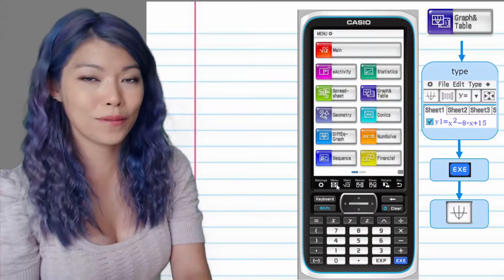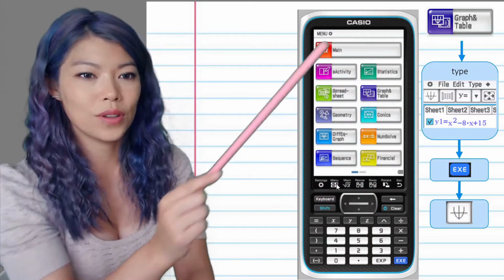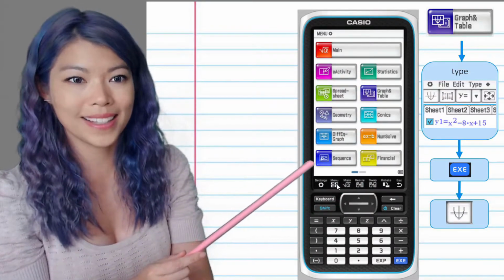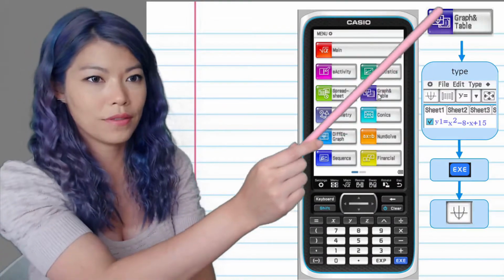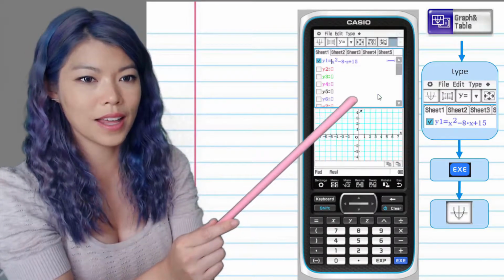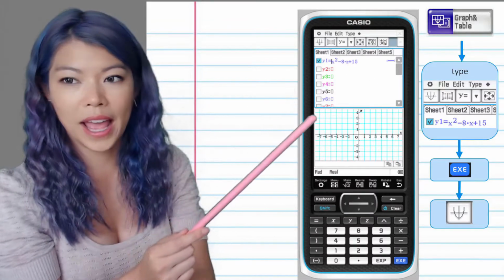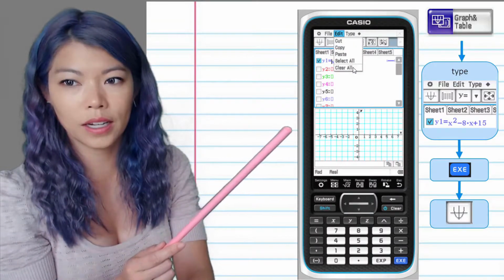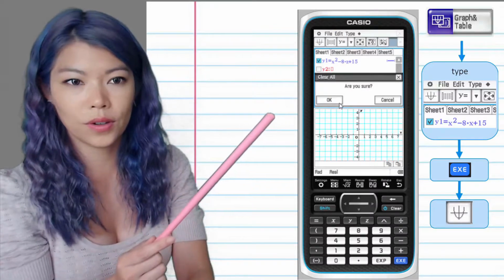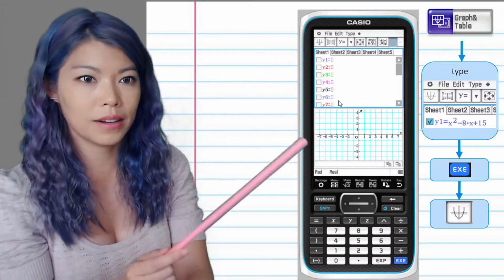Take out your CAS and follow along. The instructions are there, or you can look on the CAS to see where the buttons are. So first of all, graph and table is right there. Click on that. And then I already have the equation, but if you were to clear, you would hit edit, clear all, and that will empty or clear out your screen.